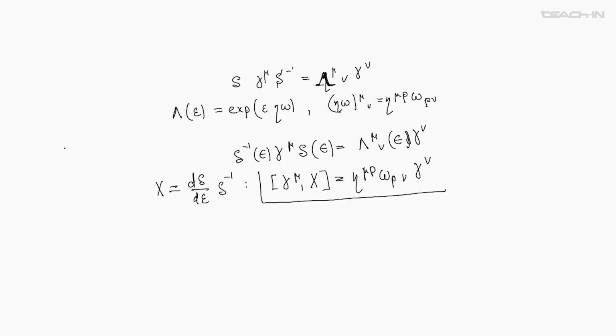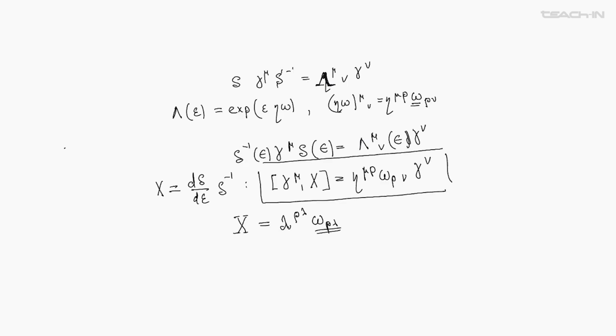A convenient way to solve it is to look for a solution in the following form: X is taken as some matrix lambda with elements rho lambda multiplied by omega rho lambda. So we look for a solution which is linear in the generators omega, and omega, I recall, are the generators of Lorentz transformations. They carry indices rho and lambda, and this is the form in which we are looking for the expression for the matrix X.